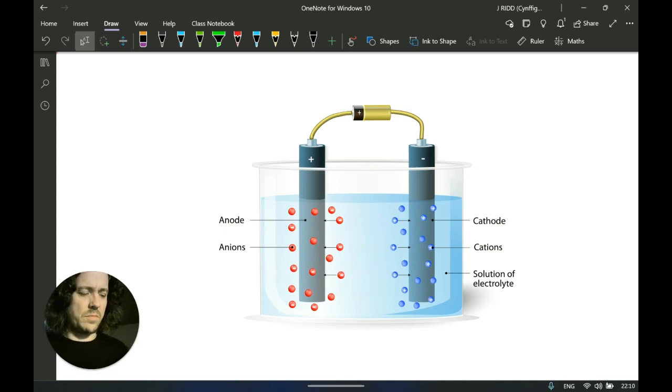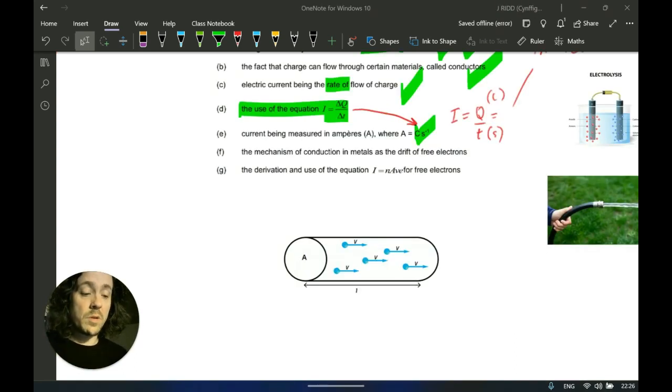and therefore we can have a current in that sense too. Next, we're going to look at point F, the mechanism of conduction in metals as the drift of free electrons. Now, there's not much really to say about that, other than within a metal, there are obviously the ions. For example, in the case of copper, there are many copper ions that make up the structure itself. But then metals, as we know, have lots of free electrons, and the conduction of electricity is the movement of these electrons, the drift, as is sometimes known.